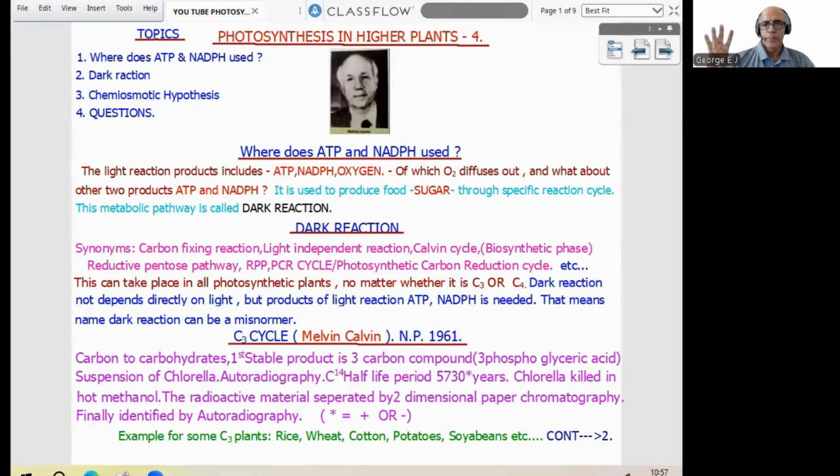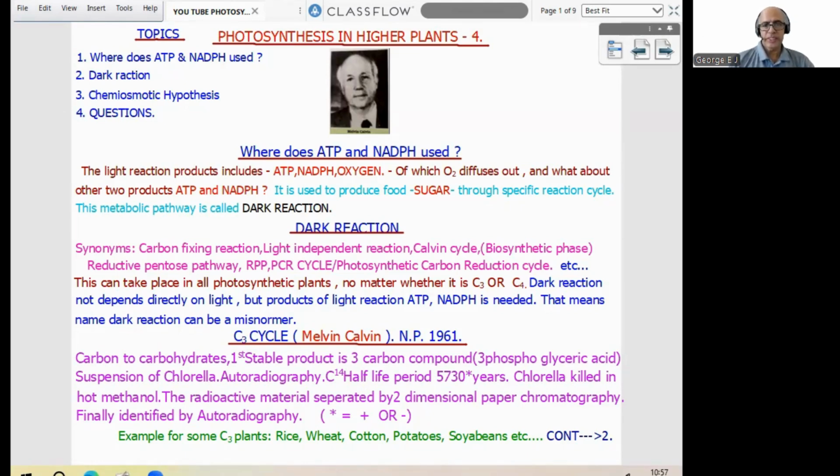Four items we'll be dealing with, of which the fourth one is questions: five theory and five NEET model questions with a key. The other three aspects are: where ATP and NADPH are used, dark reaction, and chemiosmotic hypothesis. So we can start. First is, where are ATP and NADPH used? Before that, we should know in which reaction they are produced.